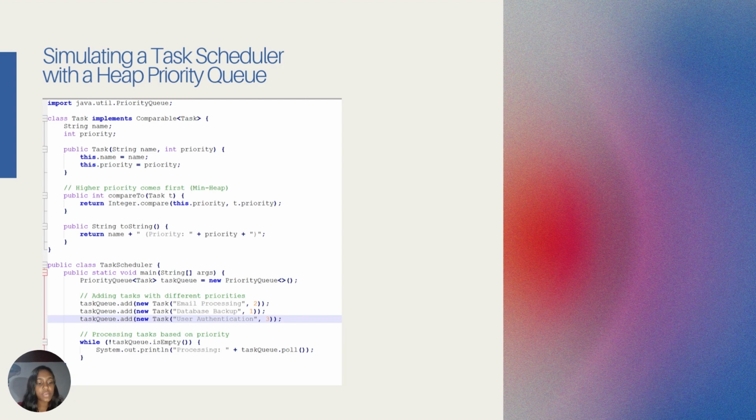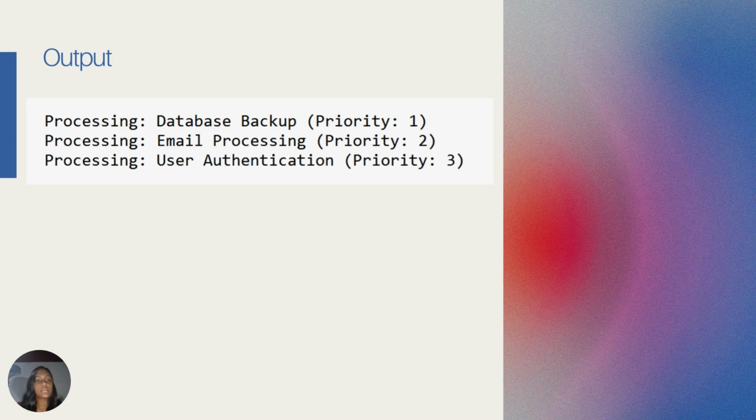The poll removes and returns the highest priority task, the lowest priority number. Process tasks in order of priority. Example of execution and output: before processing, the priority queue min heap has database backup first, divided into two parts: email 2 and 3 authentication. Output: processing database backup priority 1, email processing priority 2, user authentication priority 3. This is the output of this code.